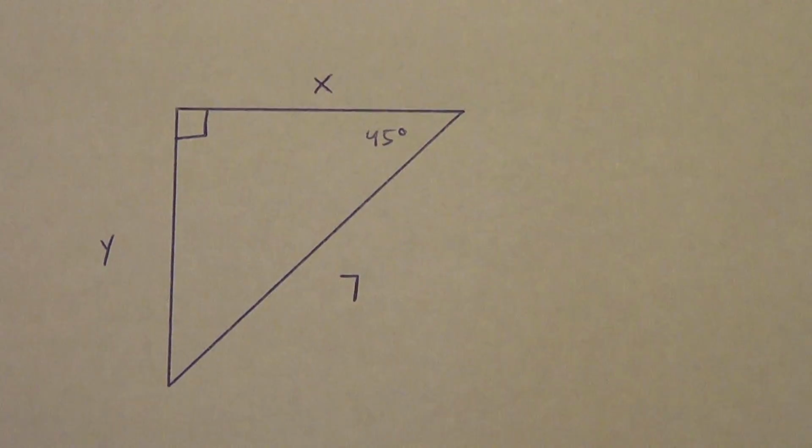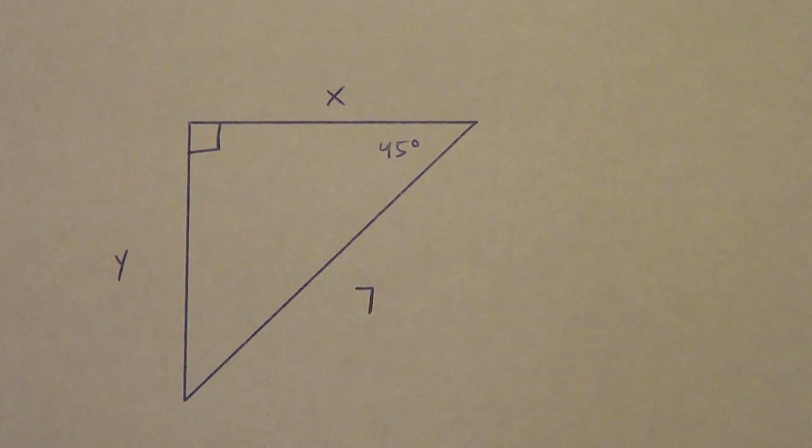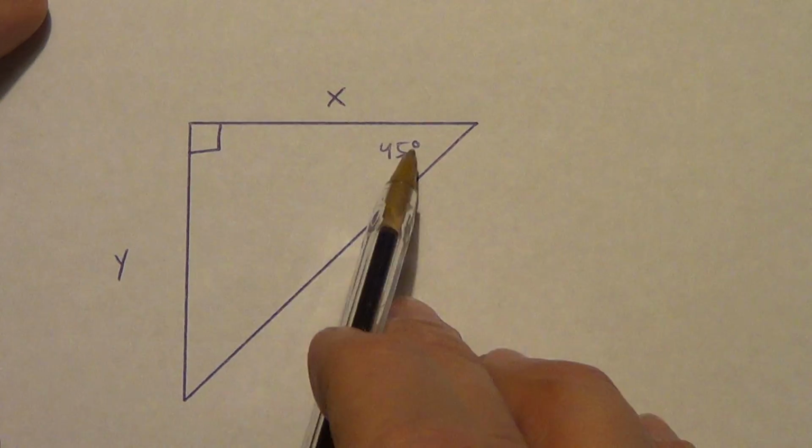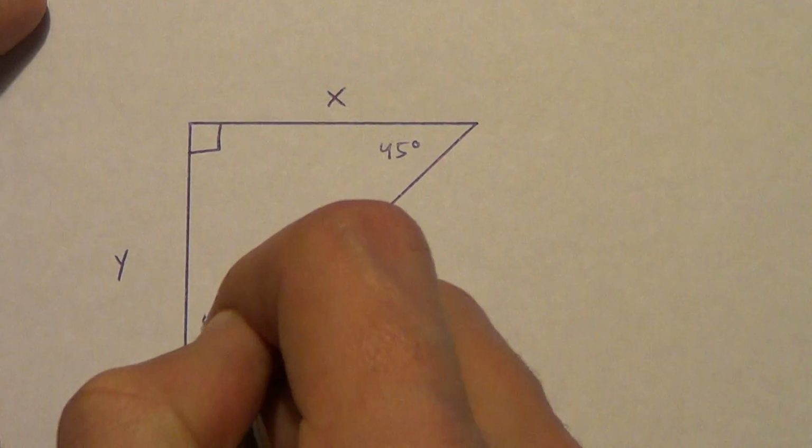Alright, you should have that done already. If you don't, seriously, pause the video, do the work. Alright, here we go. 90 plus 45 is 135. 180 minus 135 is 45. So this is a 45-degree angle down here.